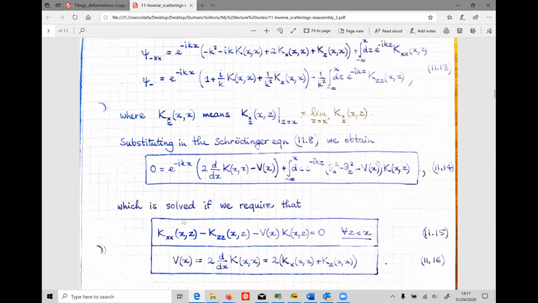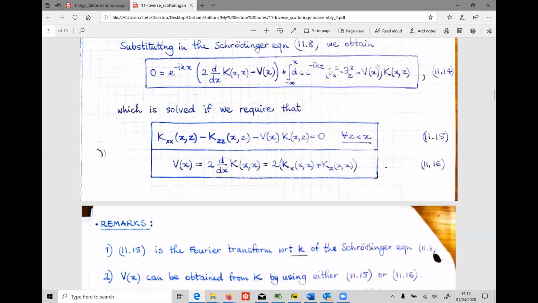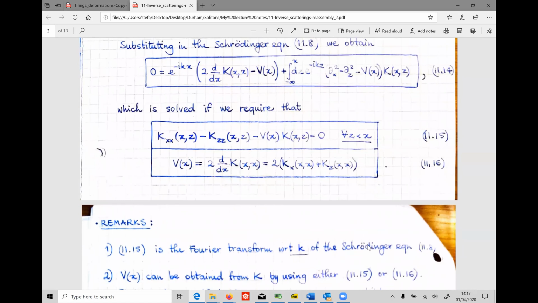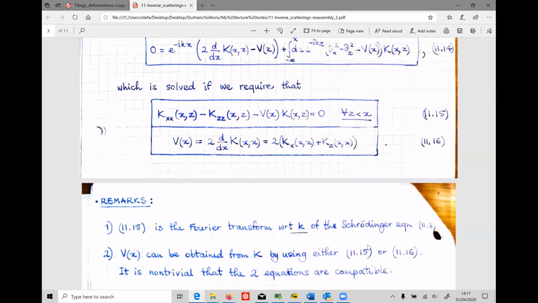So it's a wave equation deformed by a term which is equal to the potential times k. So equation 11.15 is nothing but the Fourier transform with respect to z and k of the original time-independent Schrödinger equation with potential v. So that was comment 1, remark 1.